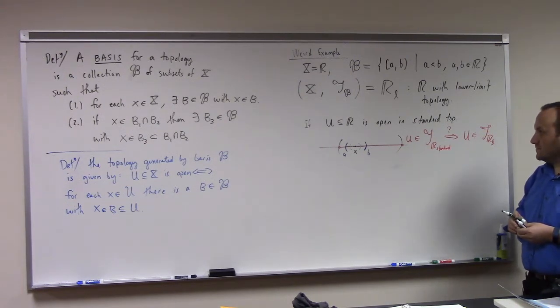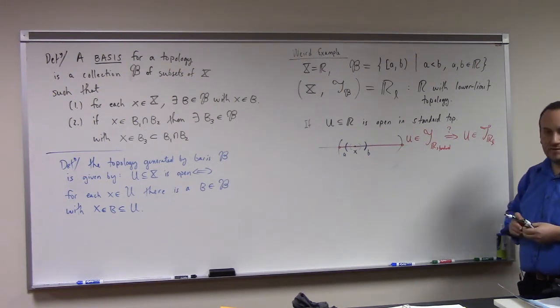So then what? That means that that point x is also an interior point with respect to the lower limit topology, right? Because we can fit an open set around it.